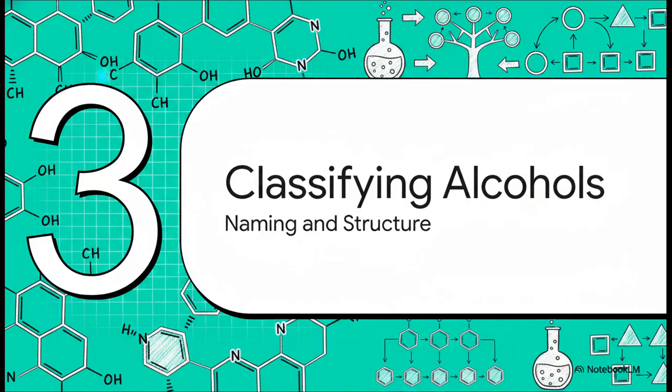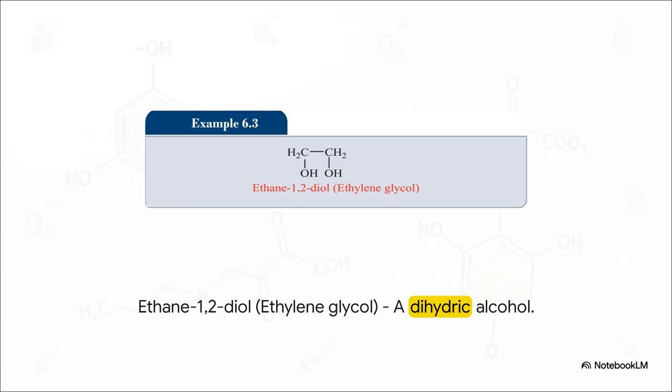Section 3. Classifying and naming alcohols. Because organic chemistry is a highly structured discipline, we don't just lump all alcohols together. We classify them methodically based on the exact number of hydroxyl groups they contain in their molecular structure. So, if an alcohol has just one hydroxyl group, it's monohydric. Simple enough. But if it features exactly two hydroxyl groups, like ethane-1,2-diol, commonly known as ethylene glycol, well, then it's a dihydric alcohol, also known as a glycol or a diol.